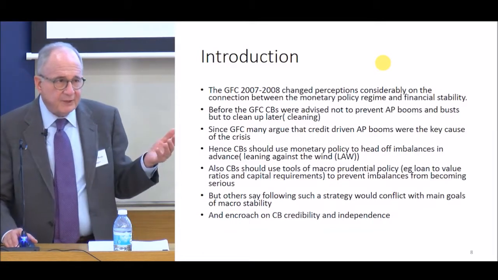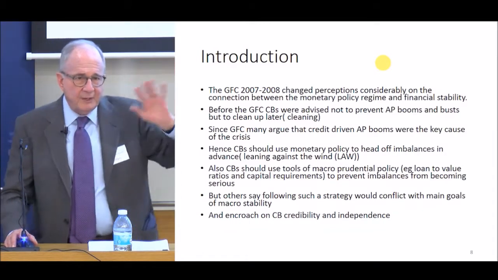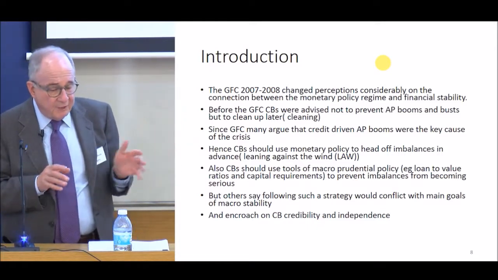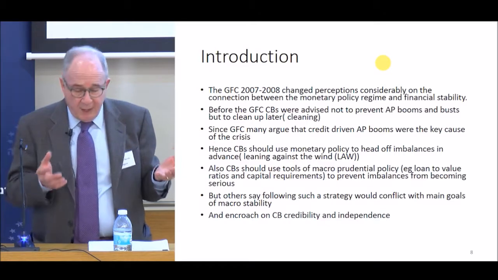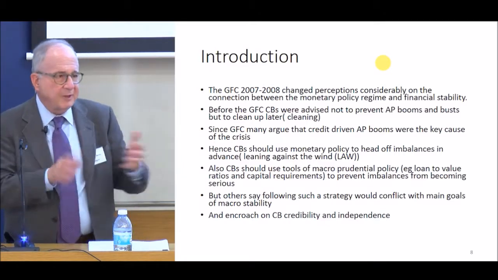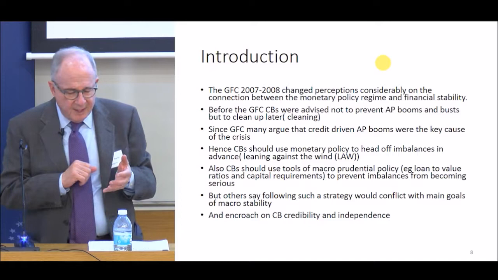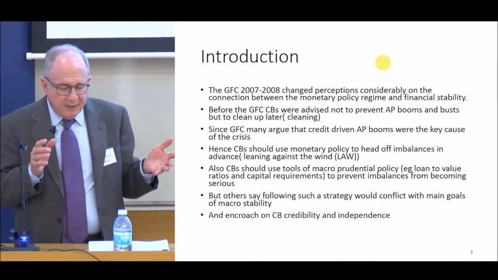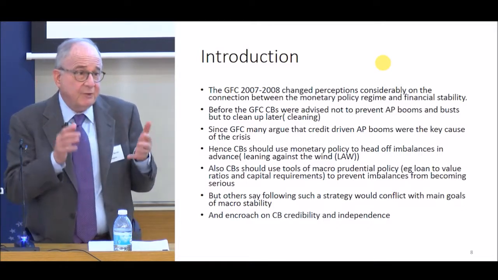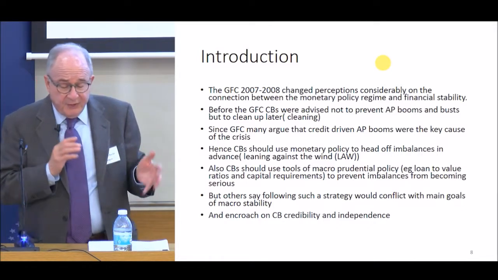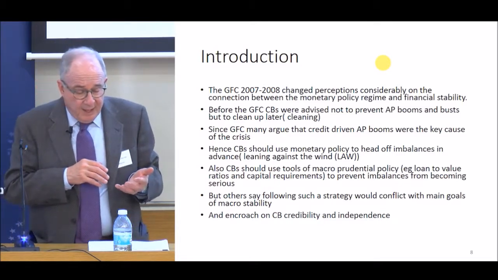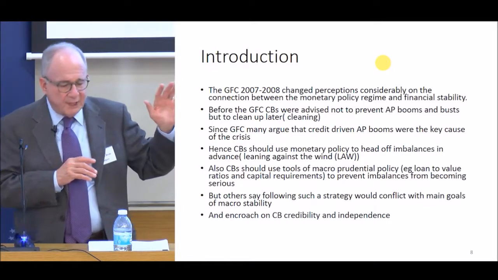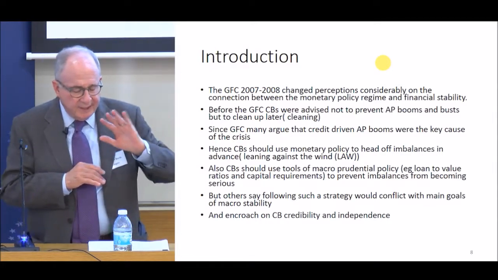And now what happens is, and I'll sort of summarize this slide, there's a lot to read here, the global financial crisis of 2007 really changed perceptions a lot on this connection between the monetary policy regime and financial stability. Before the great financial crisis, central banks were advised to be a lender of last resort and not to prevent asset price booms and busts from happening. But if there was a mess, if there was a bubble of some kind or a boom bust, you clean the mess up later. That's called cleaning.